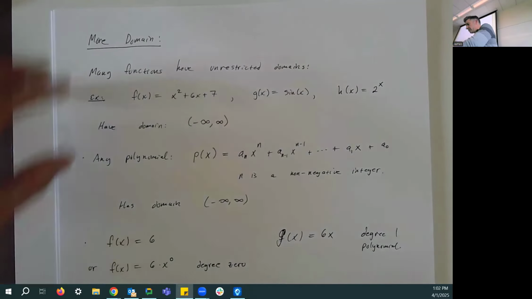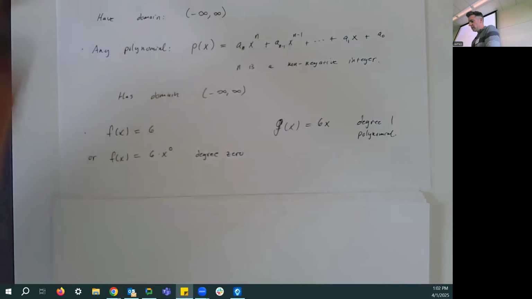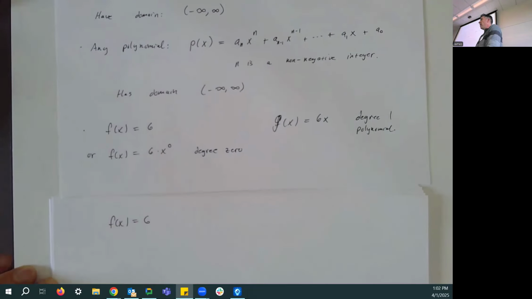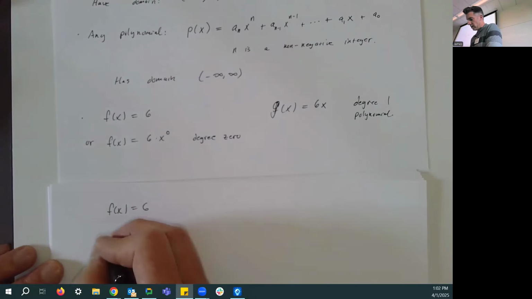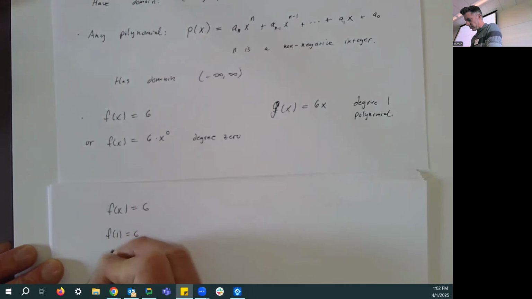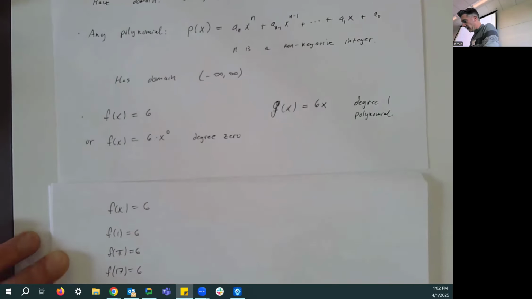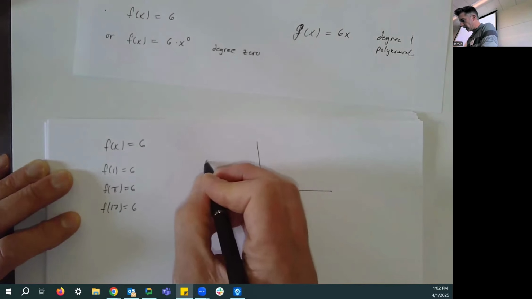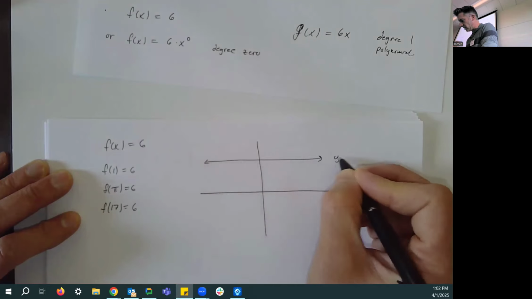But if you f of x equal to 6, no matter what I put in for x, I always get the same y value, right? f of 1 is 6. f of pi is 6. f of 17 is equal to 6. So if I graph this thing, I just get y values that are 6 the whole time.